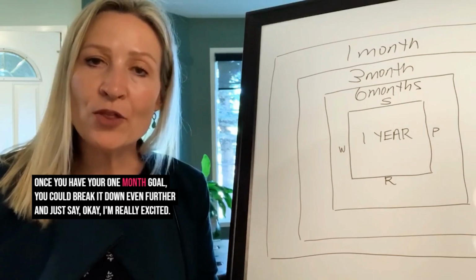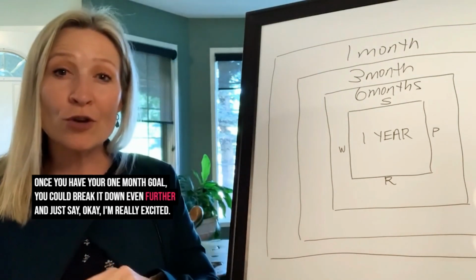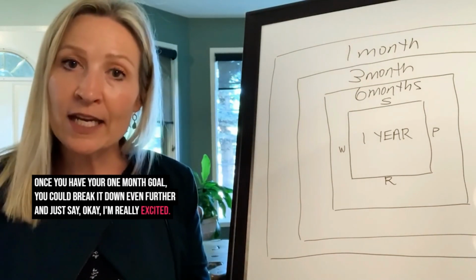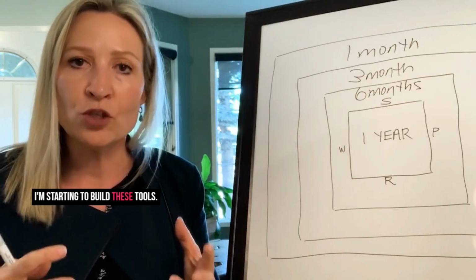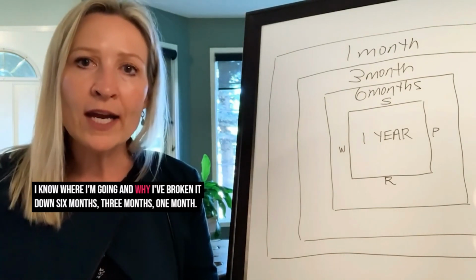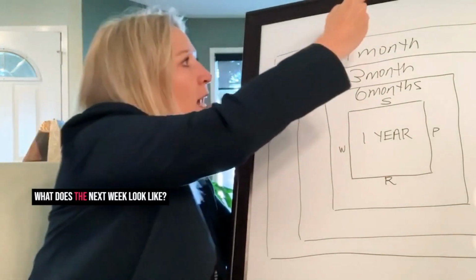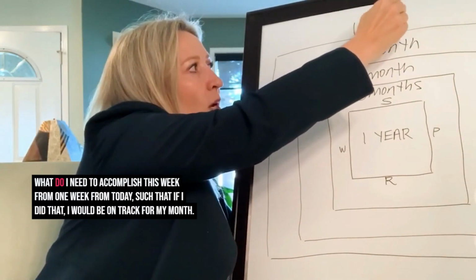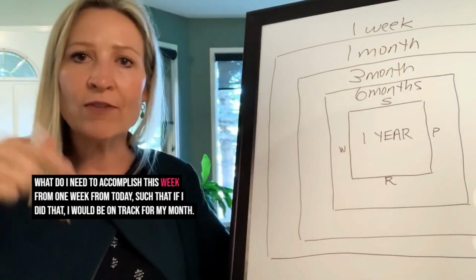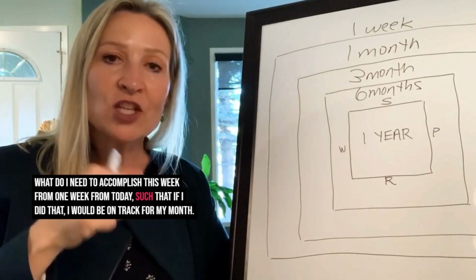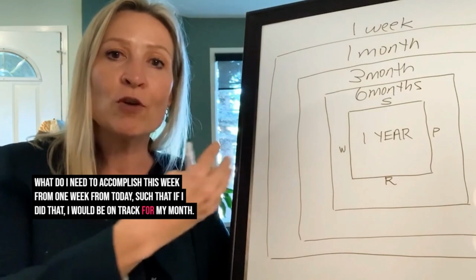Once you have your 1 month goal, you could break it down even further and just say, okay, I'm really excited. I've got my year goal. I'm starting to build these tools. I know where I'm going and why. I've broken it down, 6 months, 3 months, 1 month. Okay, what does the next week look like? What do I need to accomplish this week, from 1 week from today, such that if I did that, I would be on track for my month?